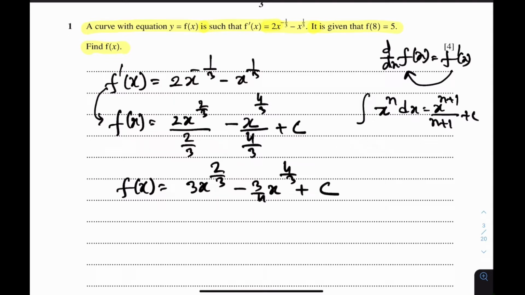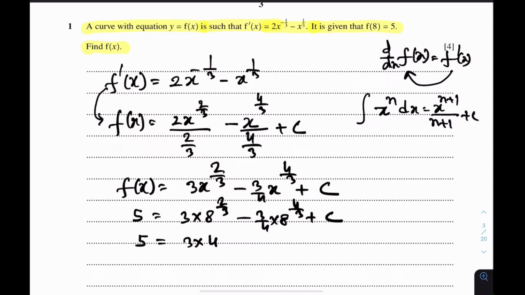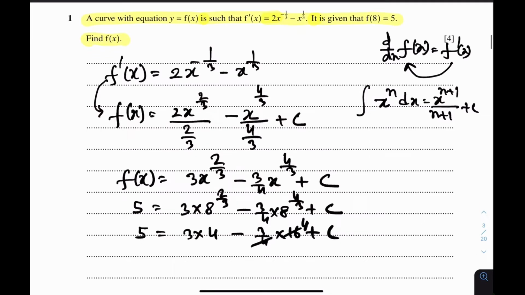Now let me use x is 8, so f(8) is 5: 3 times 8 to the power 2/3 minus 3/4 times 8 to the power 4/3 plus c. So 5 equals 3 times 4 minus 3/4 times, cube root of 8 is 2, to the power 4, that is 16, plus c. Four 4s are 16. Now let me simplify more: 12 minus 12 plus c. So the 12s cancel, therefore c equals 5.